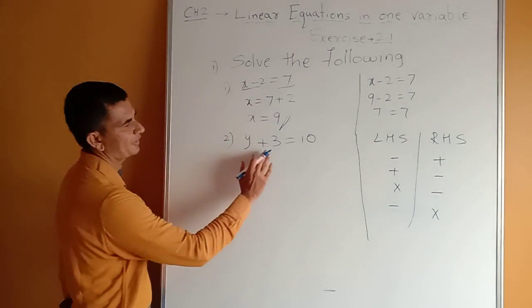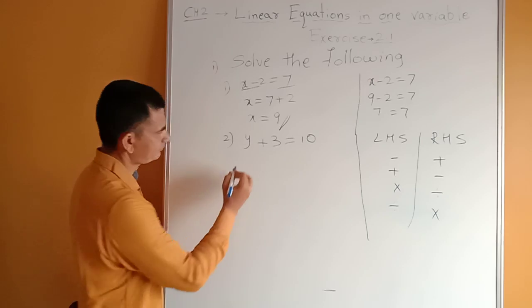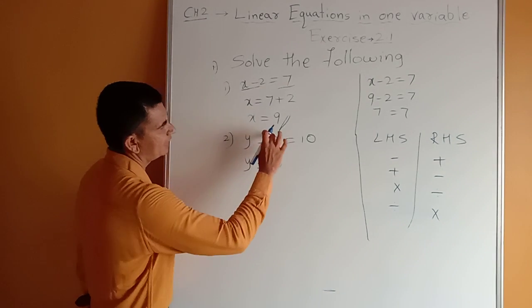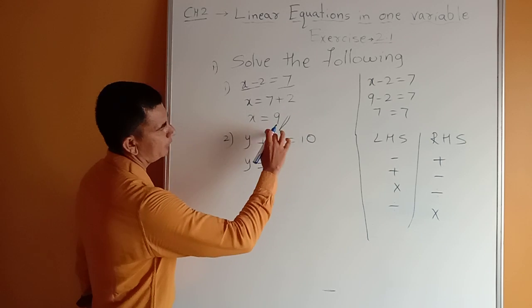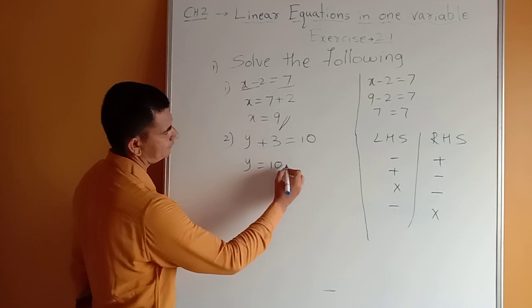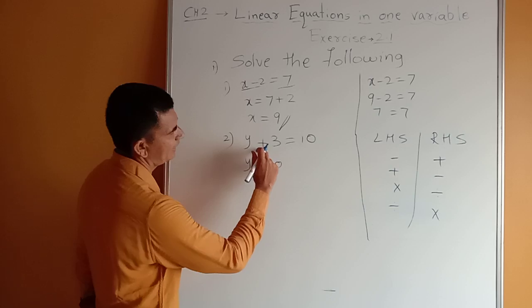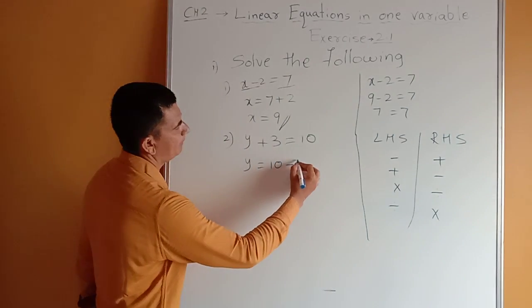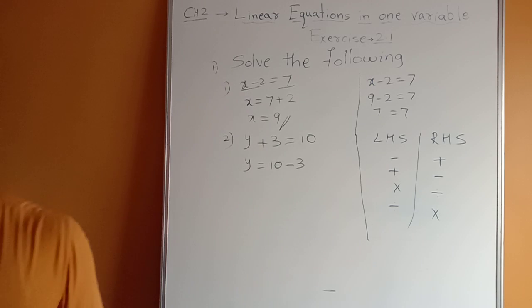Now see here, y plus 3 is equal to 10. y is equal to 10 as it is there. This we have to take to the right hand side. 3 is there, but before that a plus sign is there, so we have to take the minus 3 sign. Okay.